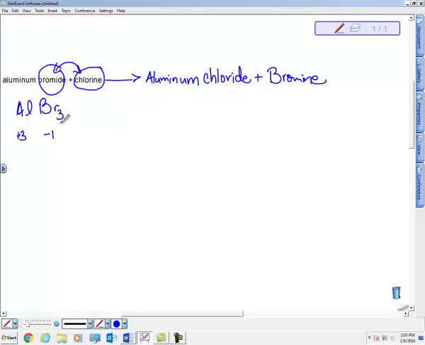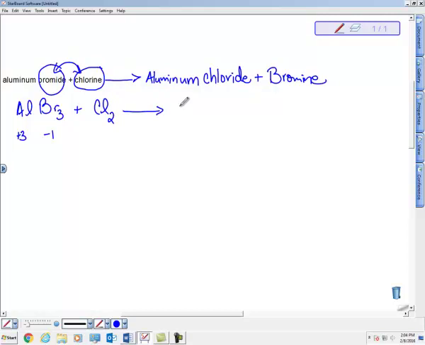Okay, now we're going to add chlorine. And the thing that you need to remember is that chlorine is a nonmetal, but he is not a noble gas. So anytime you have a nonmetal that is not a noble gas, you got to double them up. Okay, so that's chlorine gas.